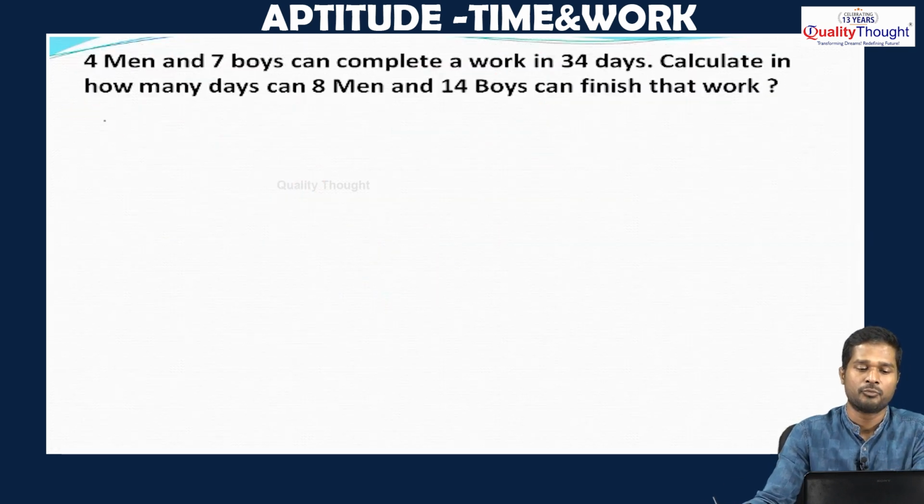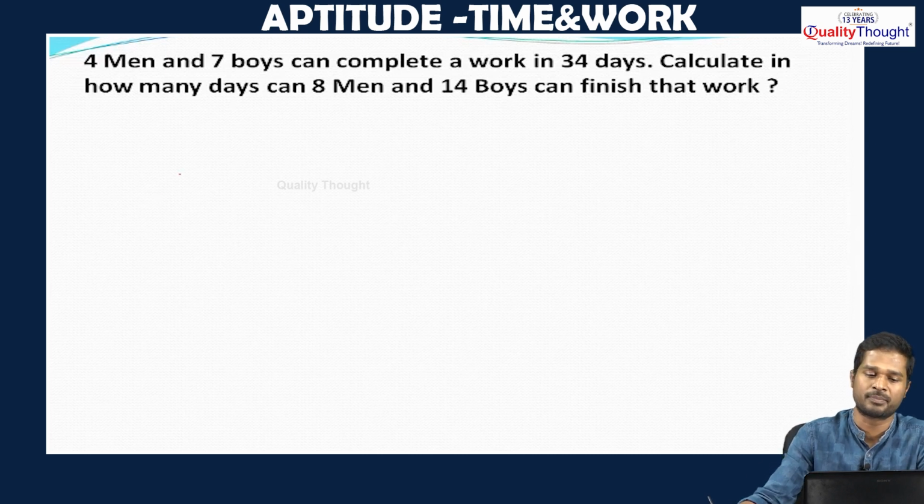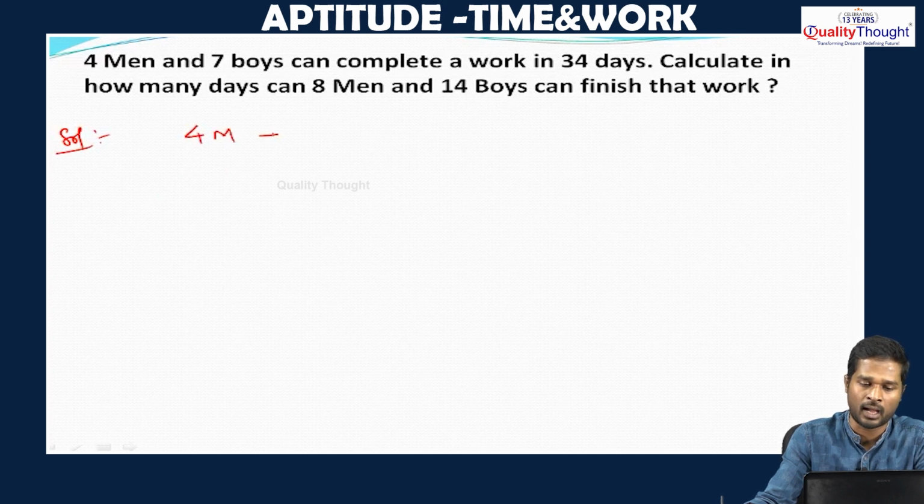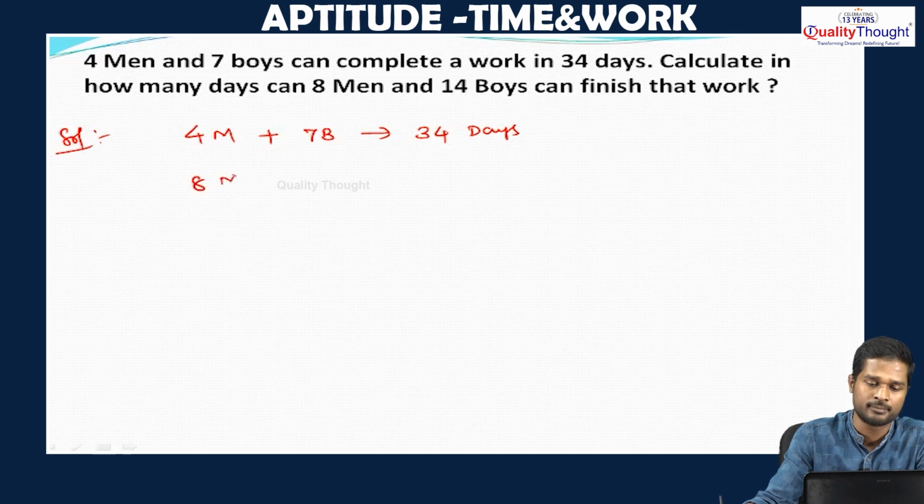See the question. 4 men and 7 boys can complete a work in 34 days. Calculate in how many days 8 men and 14 boys can finish that work. Now, see here carefully these types of questions. 4 men and 7 boys can complete the work in 34 days. Calculate in how many days 8 men and 14 boys will complete the same work.